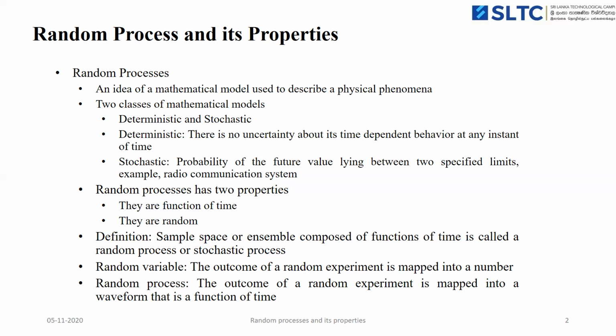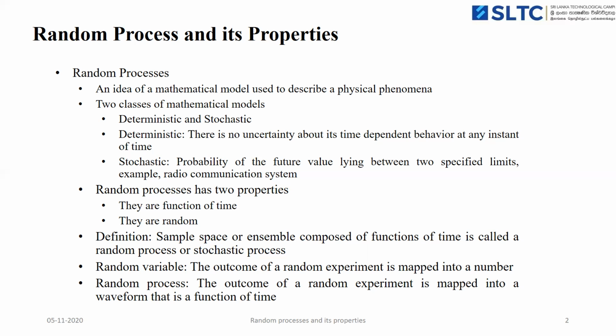An example of a stochastic process is a radio communication system. Because in a radio communication system, or we can say a wireless communication system, the received signal is always random in nature. At every instant of time, the received signal is random in nature. So we can call it a random process or stochastic process. The random process has two properties: it is a function of time and it is random.